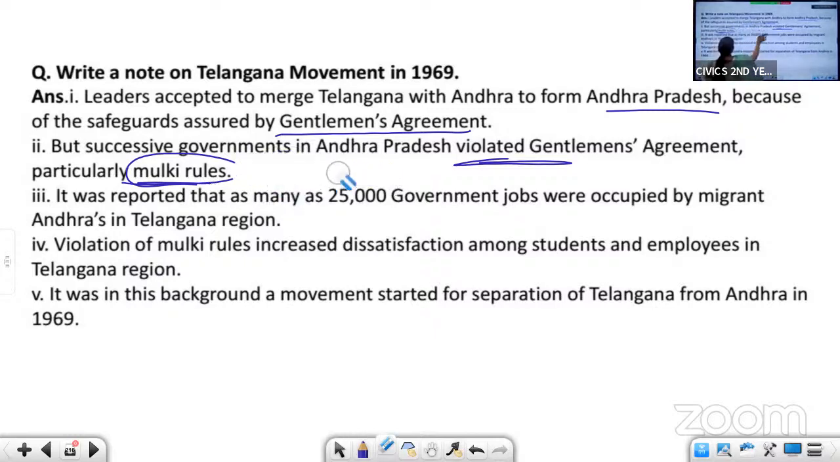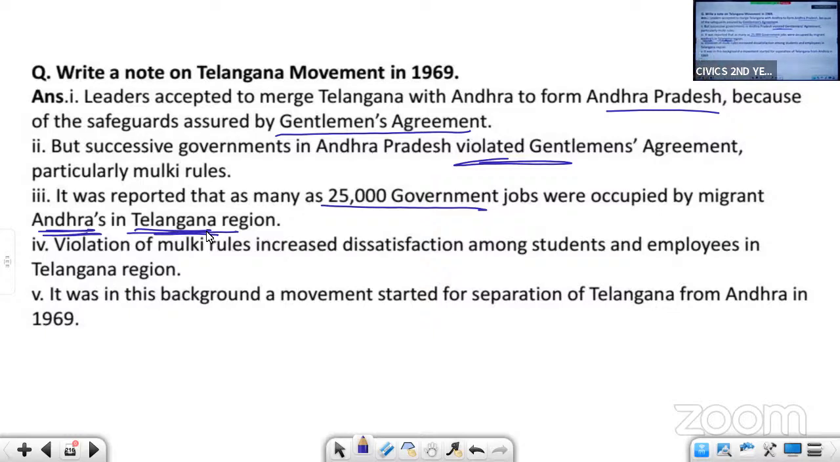So with this, what happened? Many people of the Andhra region became eligible for government jobs and educational opportunities. It was reported that nearly 25,000 government jobs were occupied by people from the Andhra region, migrants from Andhra staying in the Telangana region. The condition was they should stay in Telangana for 15 years.